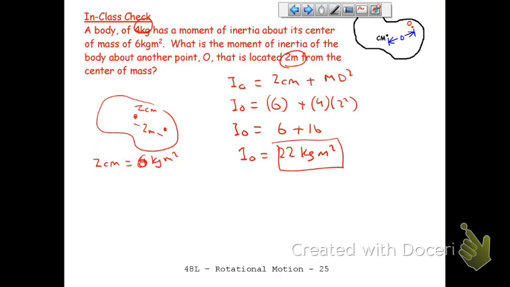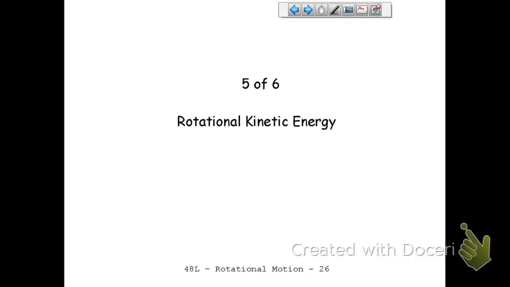So welcome back. We just finished off the parallel axis theorem, where you have the moment of inertia about the centre of mass, and you want to find the moment of inertia about an axis that's parallel to the one through the centre of mass. You know the mass of the object, and you know the displacement between the two axes. So, rotational kinetic energy.